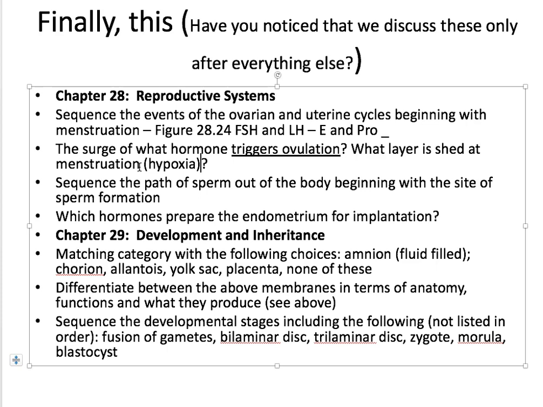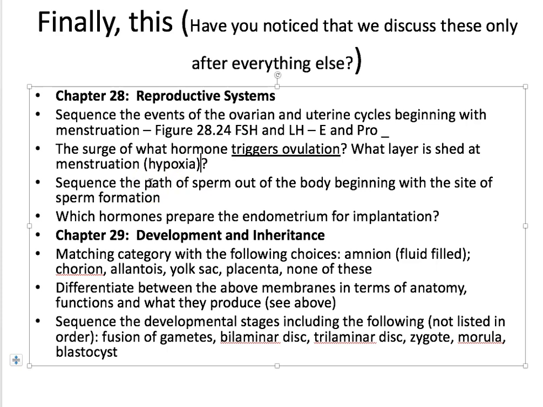Next is sequence of path of sperm out of the body. And I know we've already discussed this in lab. It was on your practical. It is not so much that you think about, because this is the same question right here, right? This is trigger of ovulation. How do you get the secondary oocyte in a proximity where it can become fertilized?